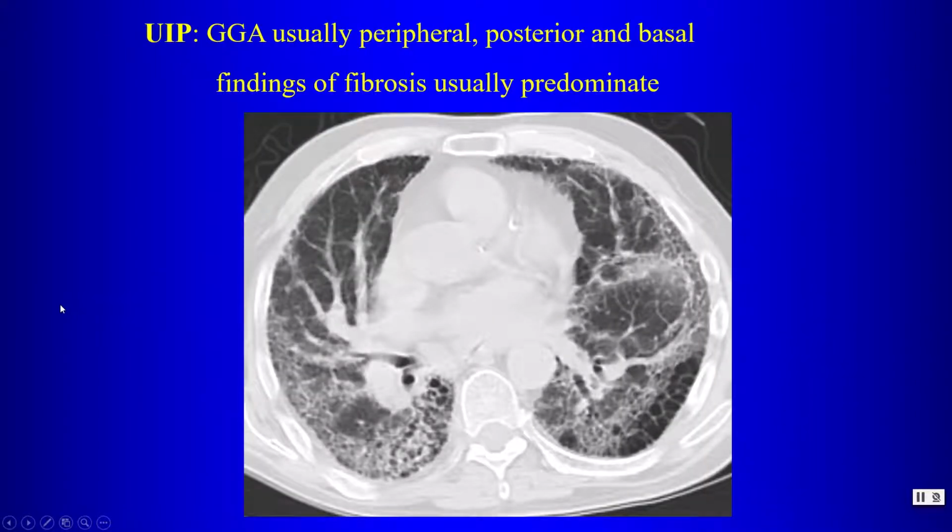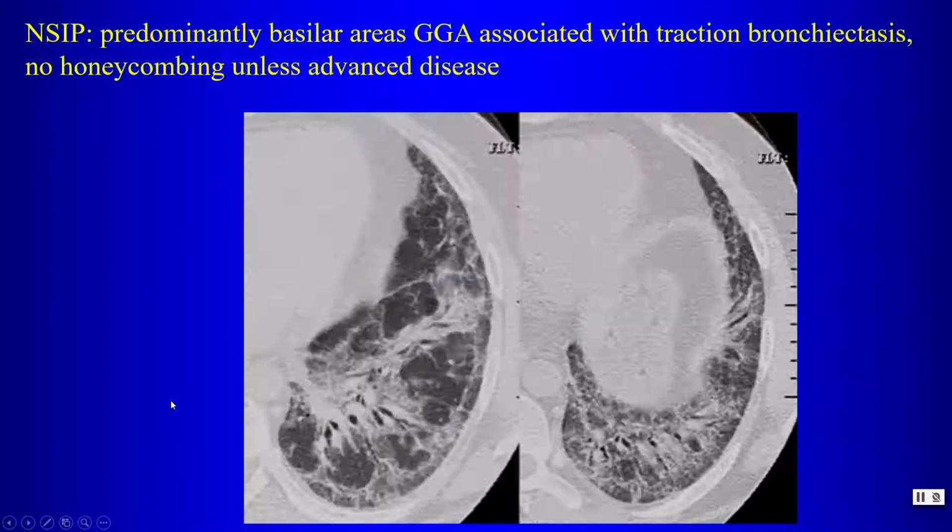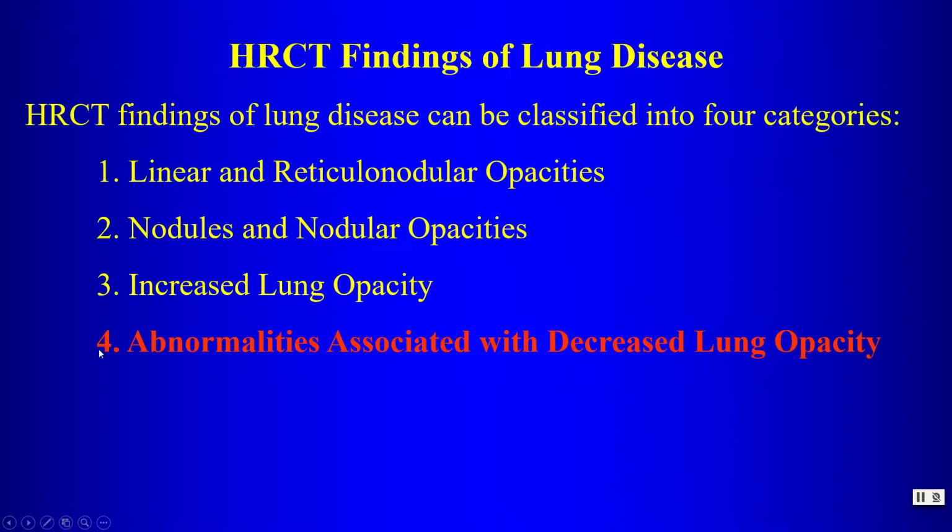With UIP, or idiopathic pulmonary fibrosis, ground glass opacity could be peripheral, posterior basal, although it's the findings of fibrosis like the honeycombing that will usually predominate in these cases, and the traction bronchiectasis. With NSIP, we will see ground glass opacity associated with traction bronchiectasis, and subpleural sparing might be a finding that is also associated with NSIP. Usually no honeycombing with NSIP.